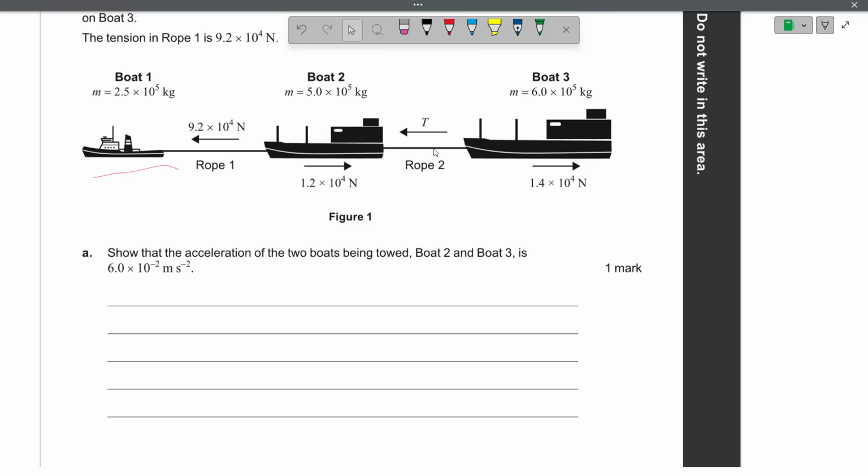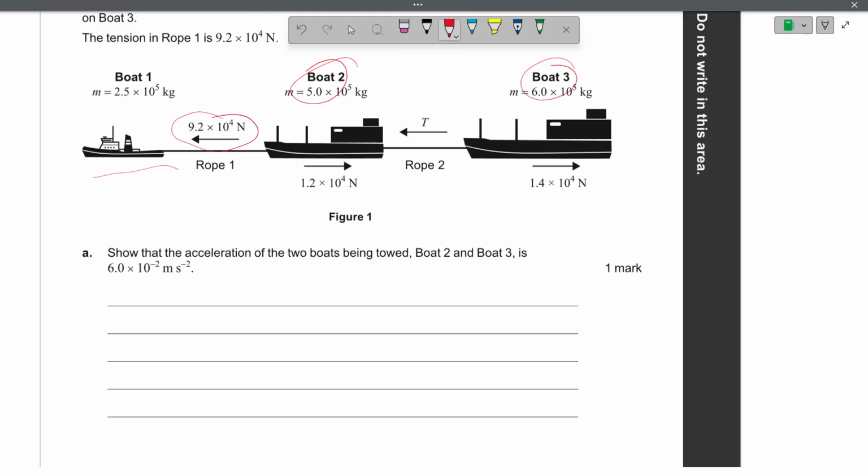Basically, if you ignore boat 1, if you ignore the tugboat, just pretend that boat 2 is propelling itself forward with 9.2 times 10 to the 4 newtons of force. Okay, I know it says it isn't, but for all intents and purposes, we can pretend that it is. Alright, and we want to show that the acceleration of these 2 boats is 6 times 10 to the minus 2 meters per second squared.